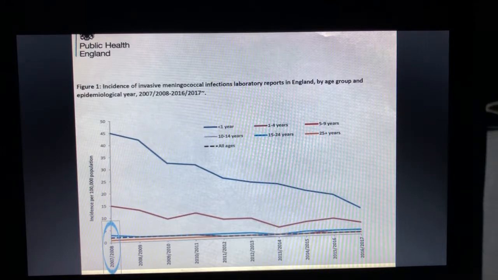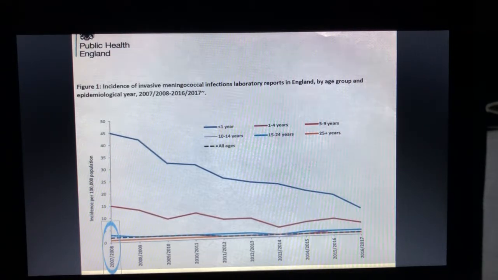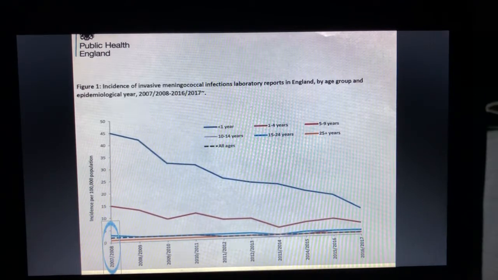And since then, the case rate, the incidence, has fallen by at least 2/3. And within this, we can see that the dramatic success has really been in the under 1 year group, where the incidence has fallen from 45 per 100,000 population to almost 15. And really, this is a testament to the success of the UK meningococcal vaccination programme.